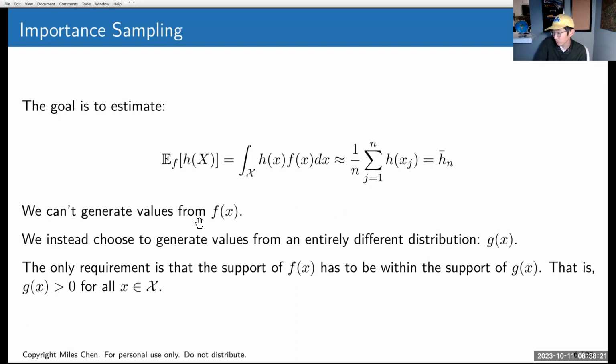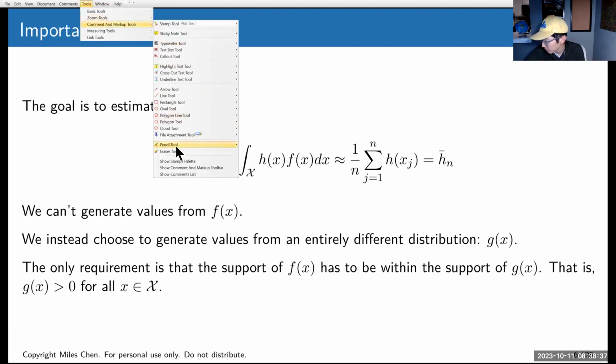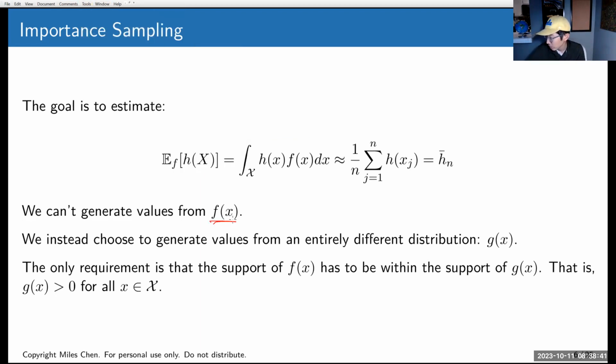But anyway, this is what we want to do. The problem that brings about importance sampling as the solution is that we're not able to generate values from this distribution F. So X is the random variable, and its PDF is the function F. But we're not able to generate from this function F. So we're going to say, let's generate values from a different distribution, G of X. How's that going to work, right? We're just going to generate values from a different distribution, and it'll be okay. The only requirement is that the support of F has to be fully contained within the support of G of X.